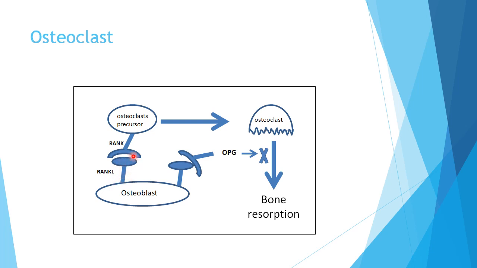Once you increase the RANKL, it will interact with the RANK and cause more osteoclast precursors to go into osteoclast, and this will result in bone resorption. Osteoprotegerin, or OPG, acts by blocking the available RANKL, and this will cause less osteoclast precursor to change into osteoclast and less bone resorption. Denosumab acts on the same principle as OPG, so it decreases the available RANKL, it decreases the conversion of the osteoclast precursor to osteoclast, and it decreases bone resorption.